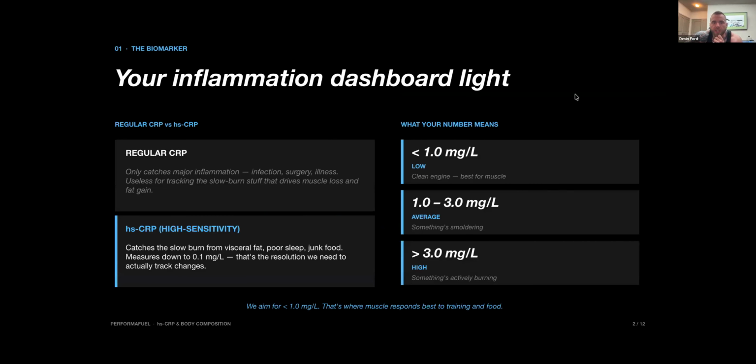So think of inflammation as the dashboard light, right? It's like you're driving a car, boom, dashboard light comes on, like, fuck, something's up. This is basically what your CRP is.